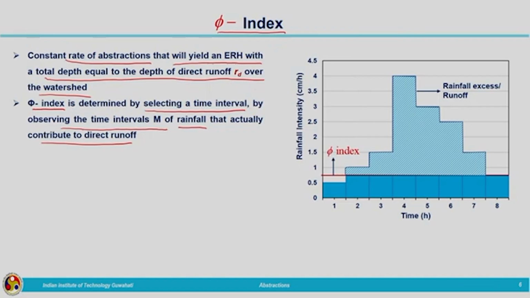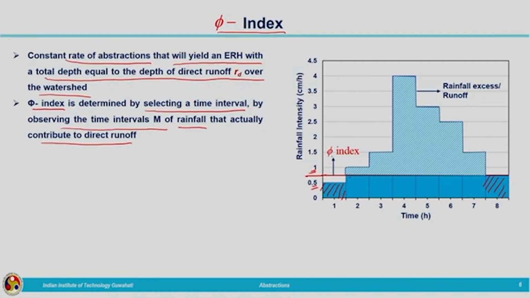Here we have considered a phi index value between 0.5 and 1 centimeters per hour. This is an initial guess. It can be between 1 and 1.5 also. After this assumption, the rainfall corresponding to the first hour, that is this first bar, and also the 8th hour is below this value, and the time intervals 2, 3, 4, 5, 6 and 7 go up to this value, which is considered as abstraction. Whatever is coming above that will be contributing to direct runoff.